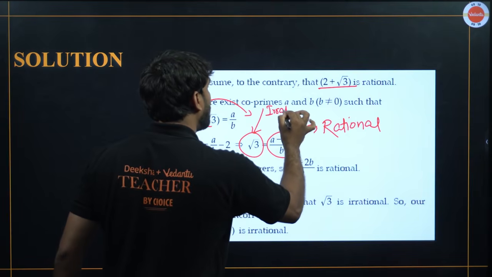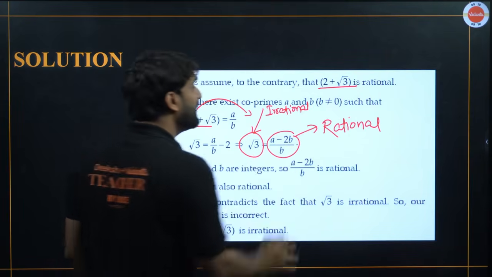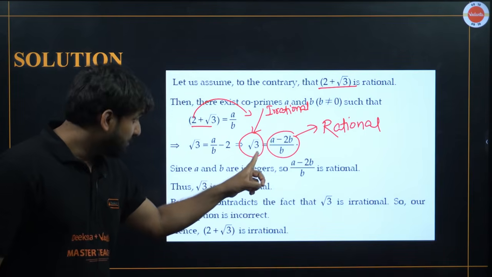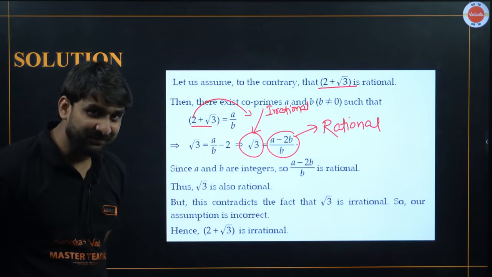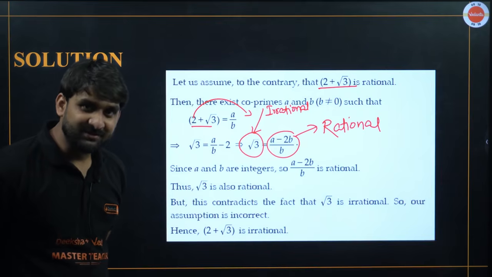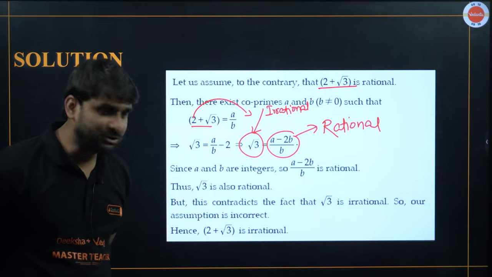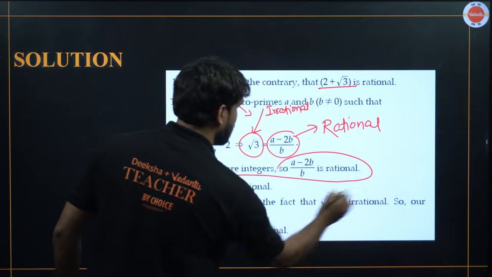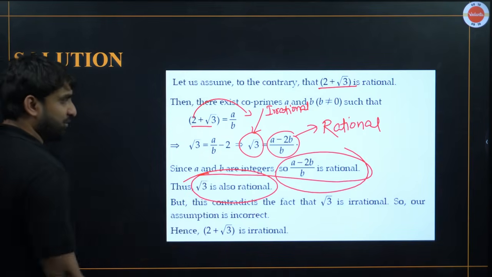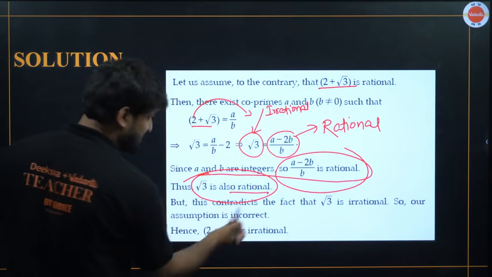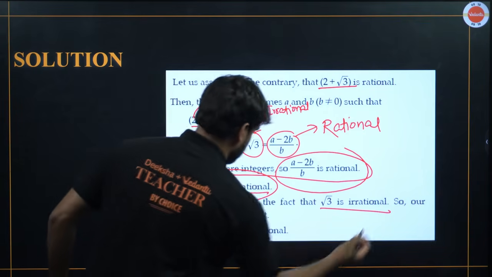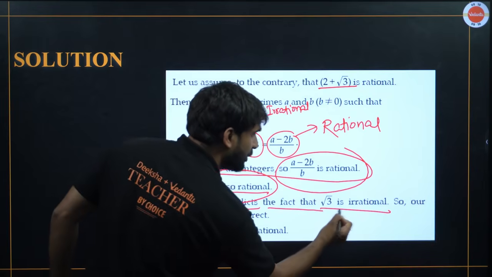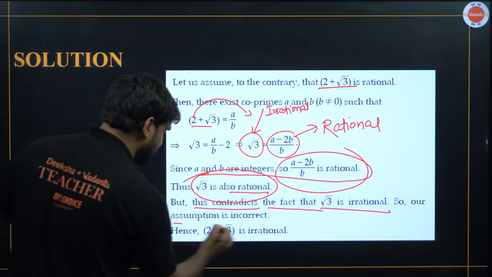Oh my God. The right side is rational, and the left side is irrational, and both are equal to each other. Is it possible in maths? Rational can be equal to irrational? No. So this is the contradiction. A and B are integers, so this is rational, but root 3 is thus also rational, but we all know root 3 is an irrational number. This contradicts the fact that root 3 is irrational, so our assumption is incorrect.